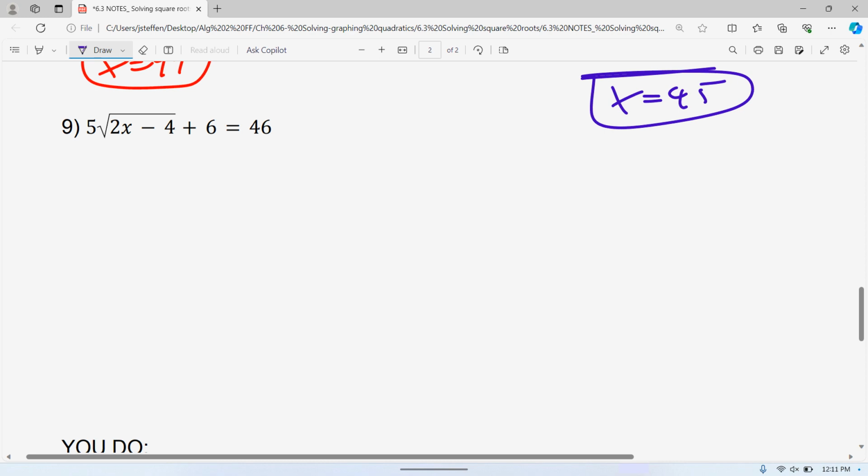Again, there's more to this one. But it's the same thing. Get rid of everything that's outside the square roots. Then we'll square both sides, and then we'll solve what is left, the 2x minus 4.